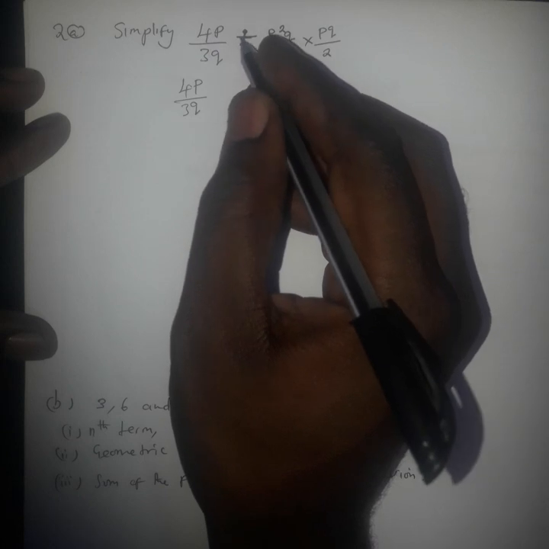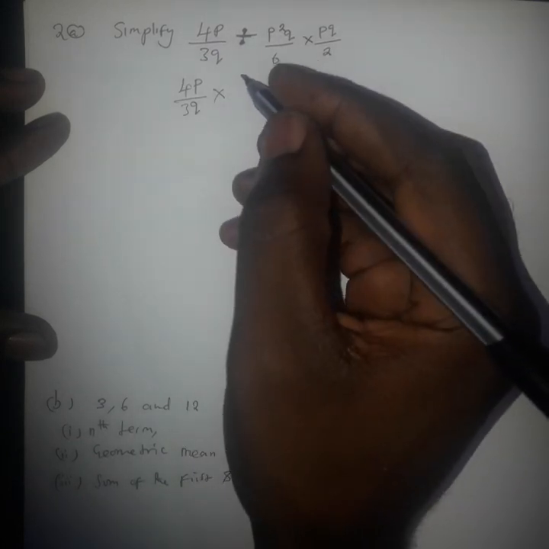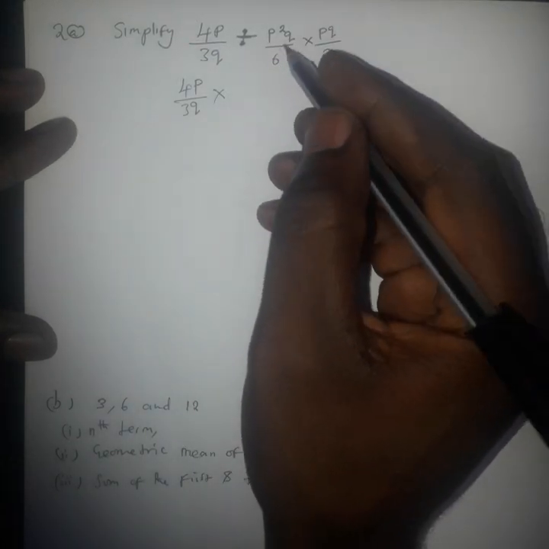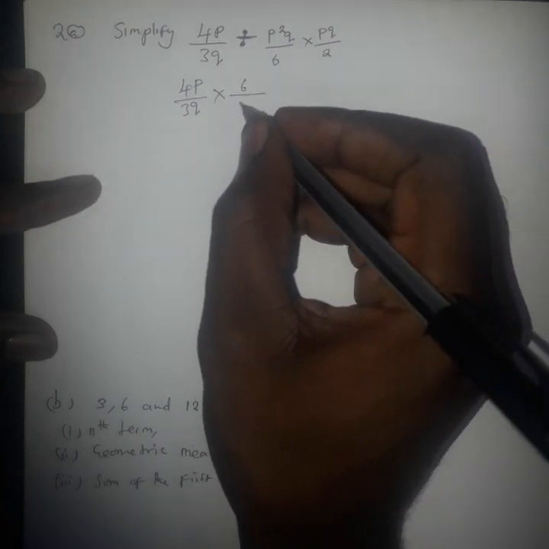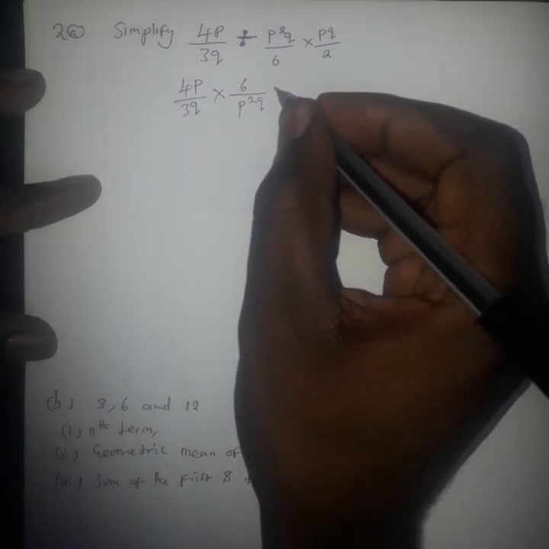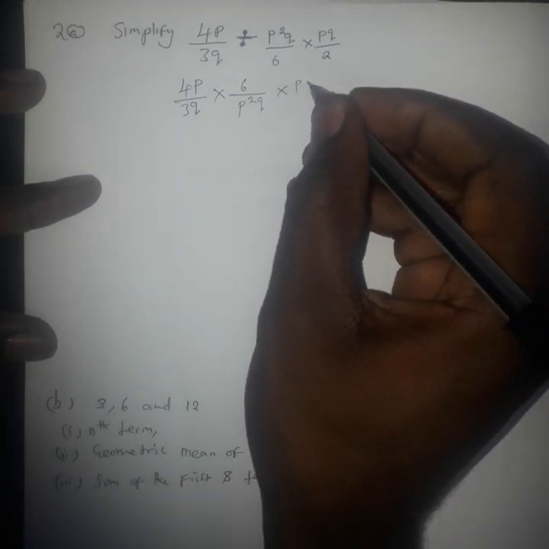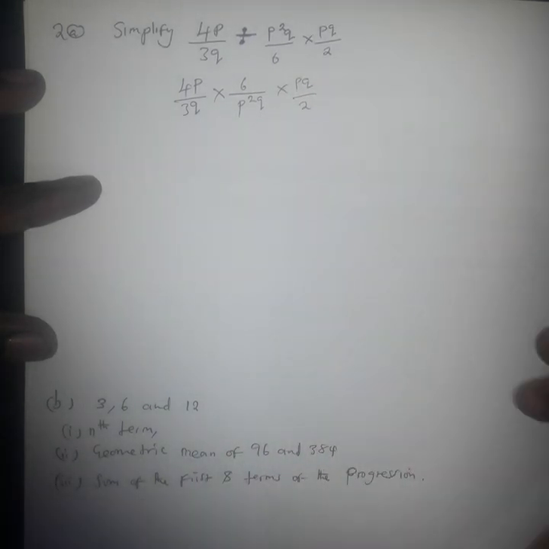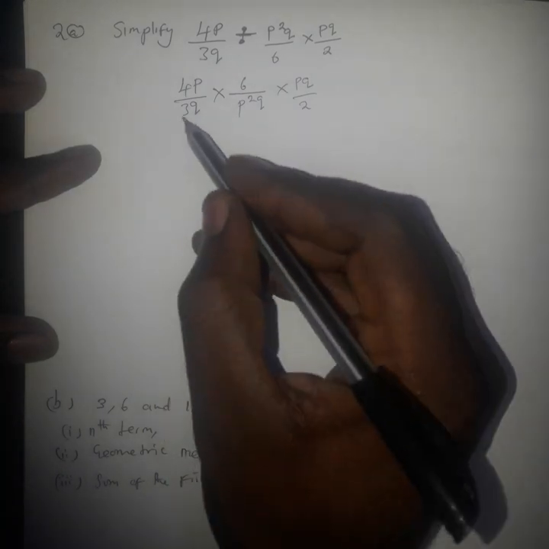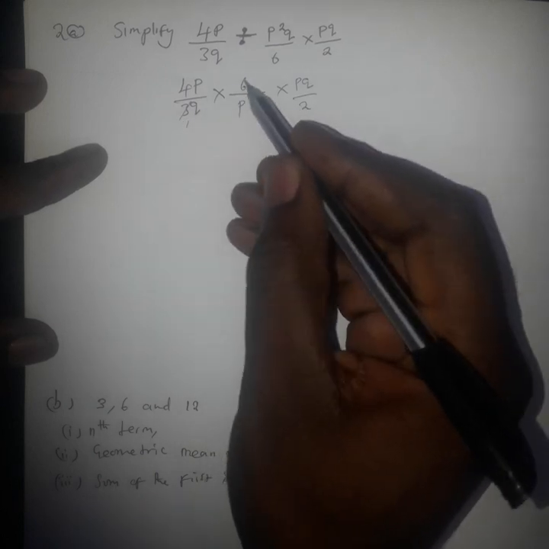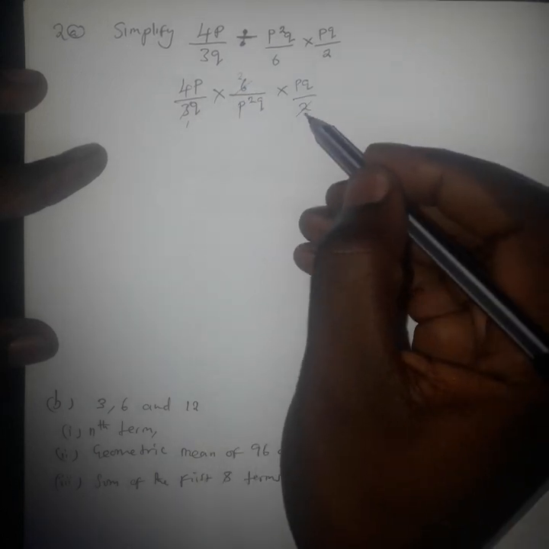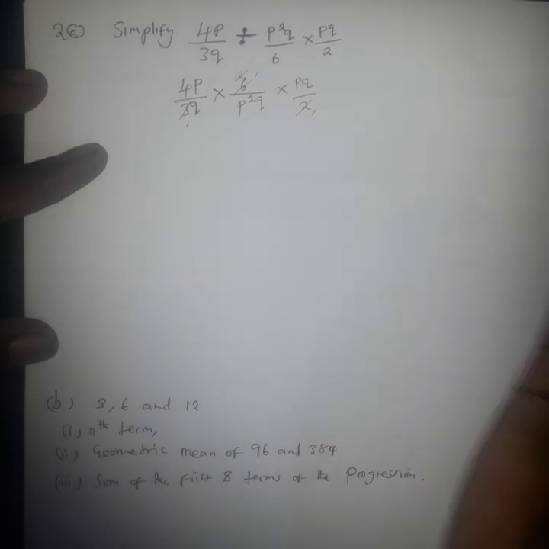Where we have the division sign, it changes to multiplication, and then the numerator becomes the denominator and the denominator becomes the numerator in this order. Then this one we shall maintain, pq over 2. From here we can now start to simplify. We understand this 3. There it's 1, 3 there it's 2, 2 there it's 1, 2 there it's 1.